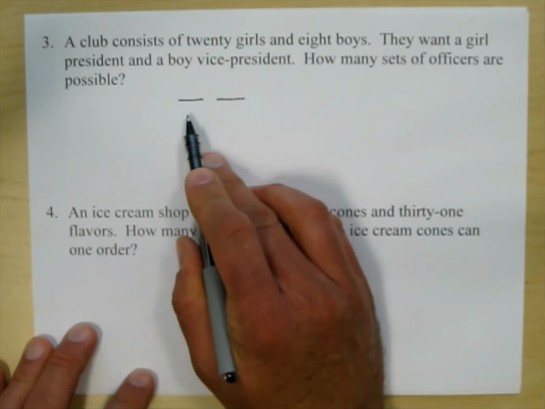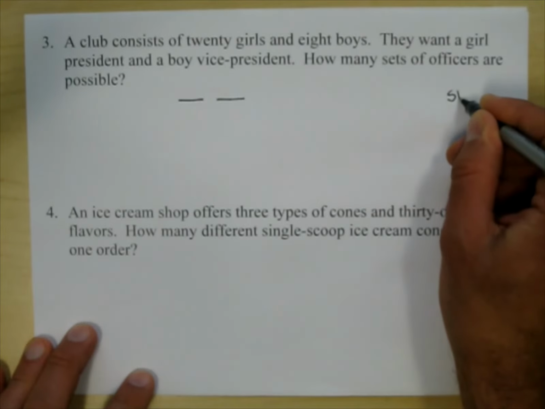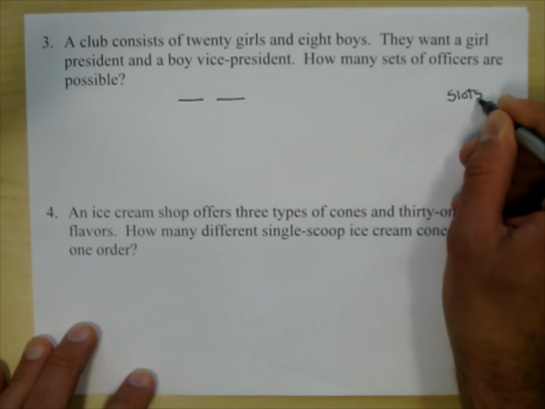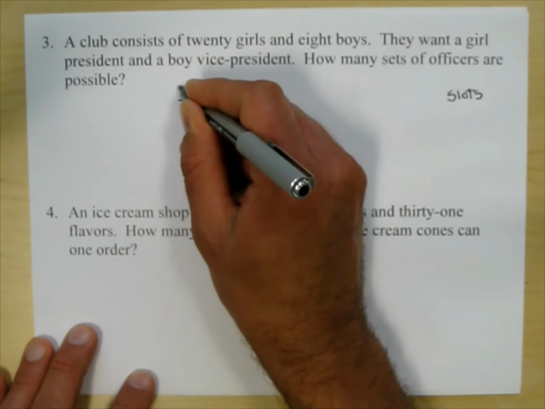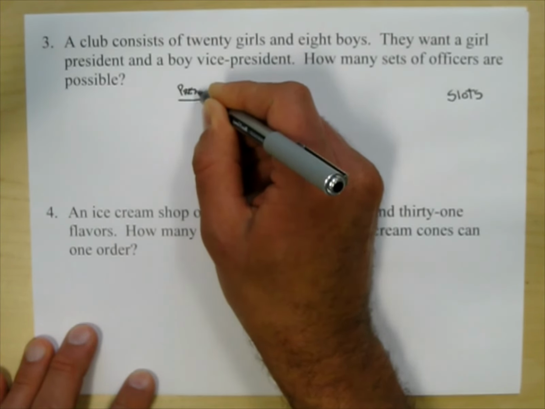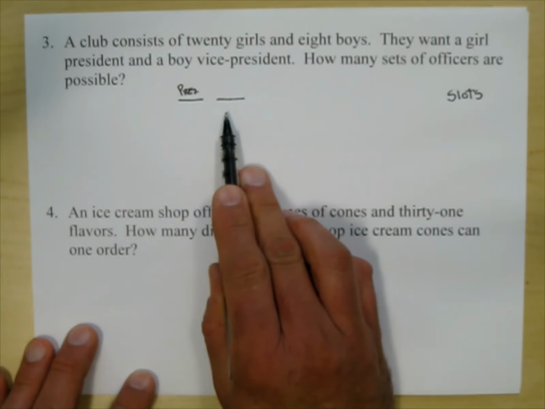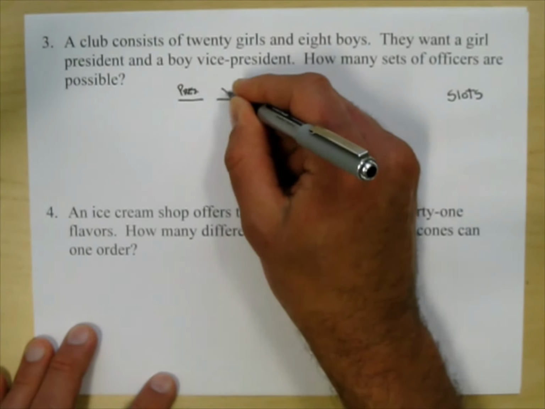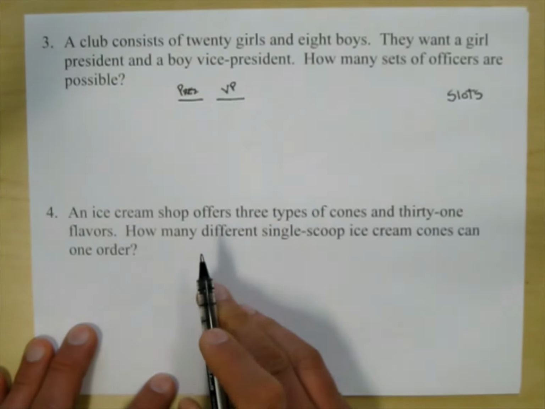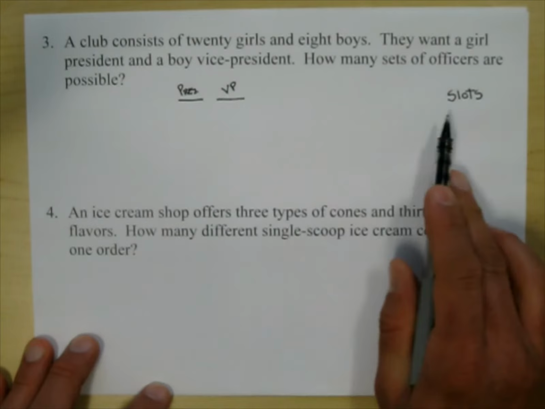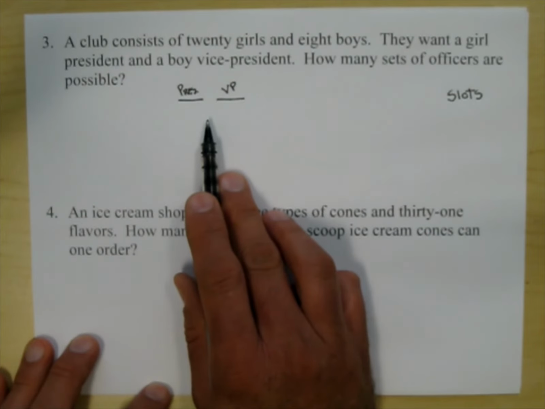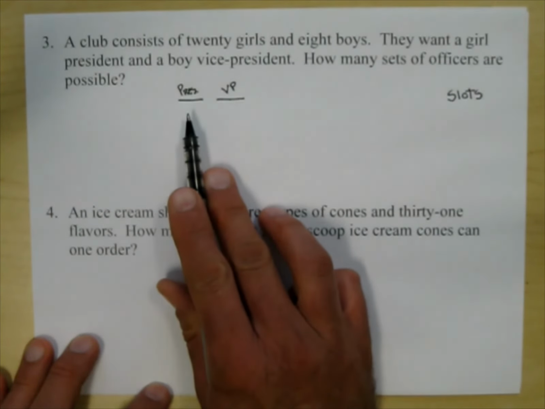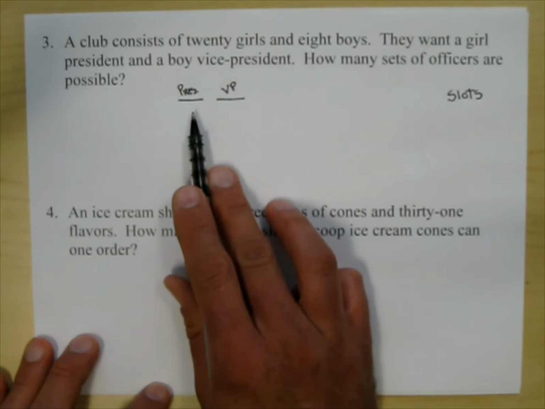So this first, we're going to call them slots. The first slot's going to represent the first event, and that first event would be picking the girl president. So I'll say president. And the second slot is picking the VP, the vice president. Even though these slots seem like overkill for these problems, when the problems get more complicated, especially in future sections, we're going to really like these slots.